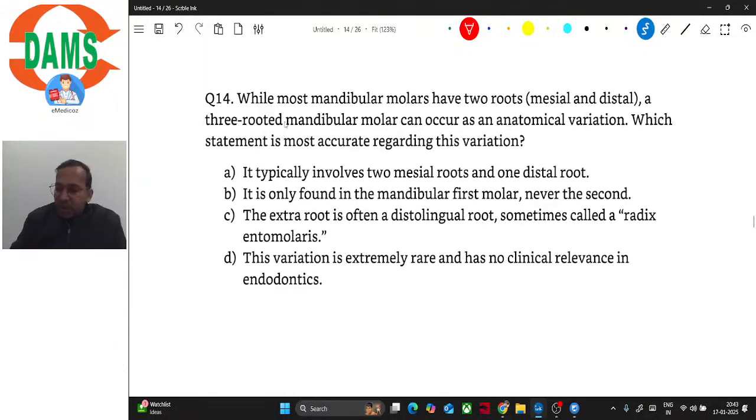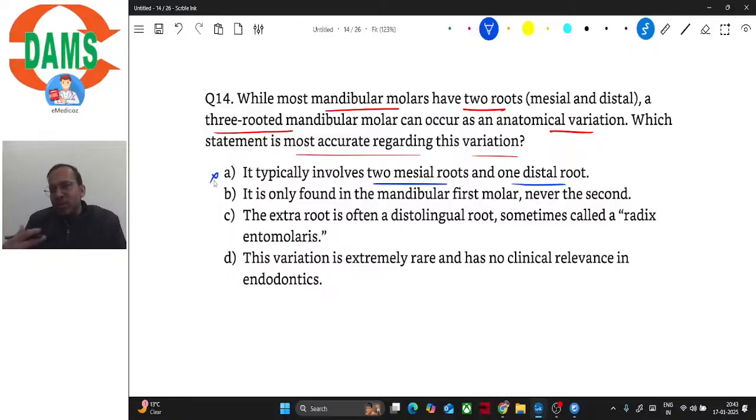So next question. While most mandibular molars have two roots, mesial and distal, a three-rooted mandibular molar can occur as an anatomical variation. Which statement is most accurate regarding this? We have to find the statement that is correct for this three-rooted mandibular molar. Option A is it typically involves two mesial roots and one distal root. This option is definitely incorrect because the extra root would more commonly be a distal root, right? It would not be a mesial root, it would be a distal root.